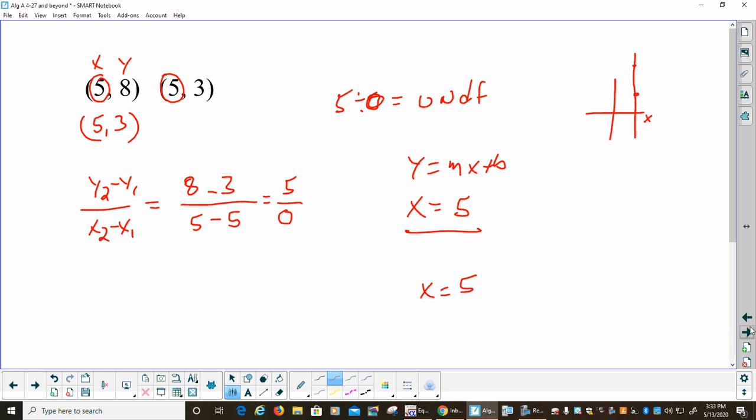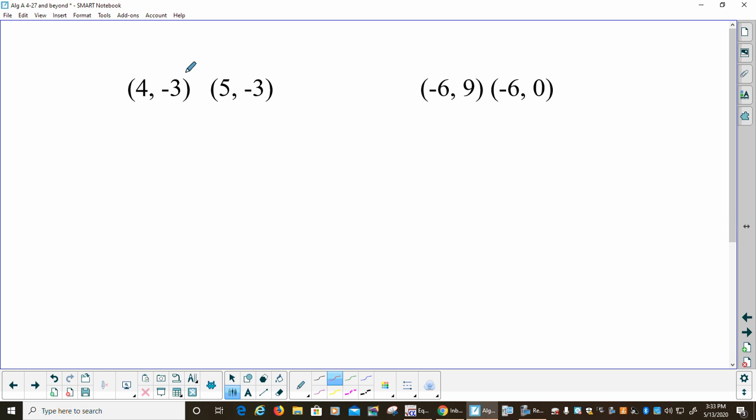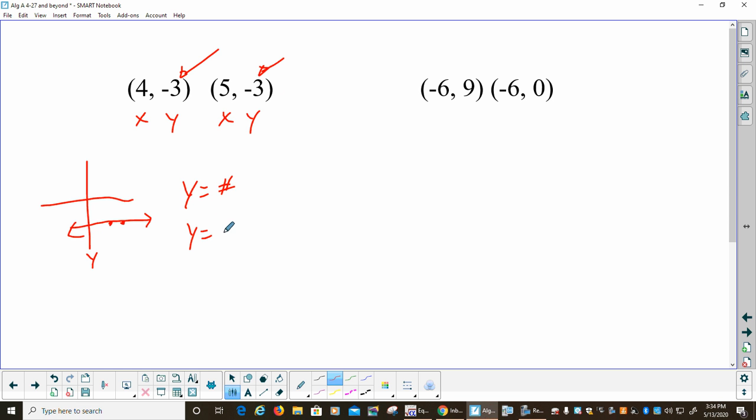Okay. So let's jump to 2. Notice these are the same. x y, x y. When the y's are the same, it's going to be a horizontal line. To prove it to you, I'll graph it. 4 over, 3 down. 5 over, 3 down. It's a horizontal line. So it fits the format because it only crosses the y. Y equals some number. Well, what's that number? Negative 3. You don't have to graph it. You don't have to do anything. You just have to remember if the y's are the same, oh, it's just y equals negative 3.